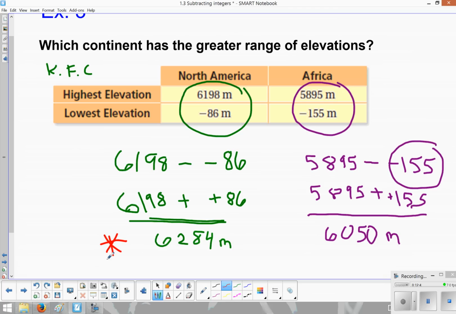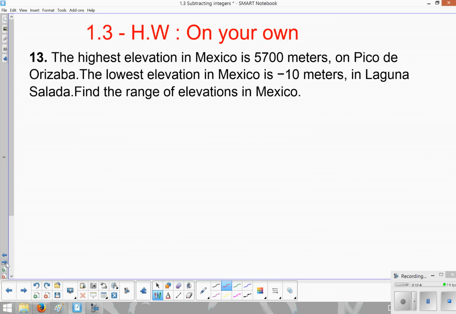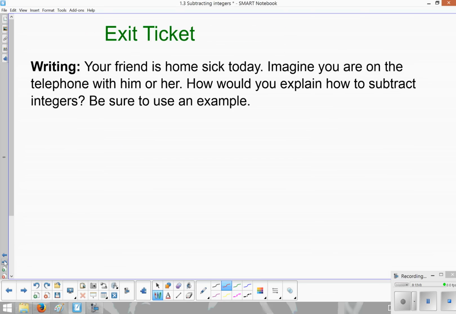Okay. Now, I would like for you to go ahead and do number 13, the last problem for the on your own for tonight's homework, on the same paper of the homework you've been doing. And go ahead and answer this question. Again, to find the range, you're going to take the highest and subtract the lowest. All right? Okay. Don't forget, we do have an exit ticket at the end of every lesson. So here's your exit ticket. Please make sure you read the question carefully and answer the question. We will discuss this tomorrow when we get into class.